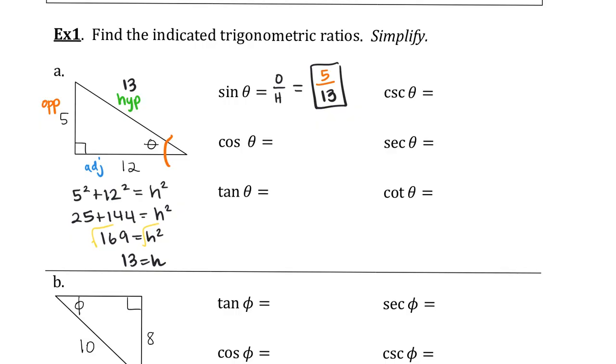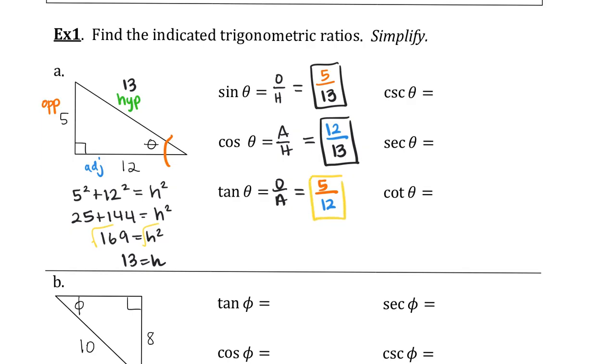Okay, cosine is a over h, or adjacent over hypotenuse. The adjacent side is 12. The hypotenuse is still 13. Tangent, TOA. TOA is O over A. And you don't need to write O over A. I'm doing it for your notes. Okay, O is opposite. 5 over 12. Done. And if any of these simplified, I would simplify them, but none of them simplify.